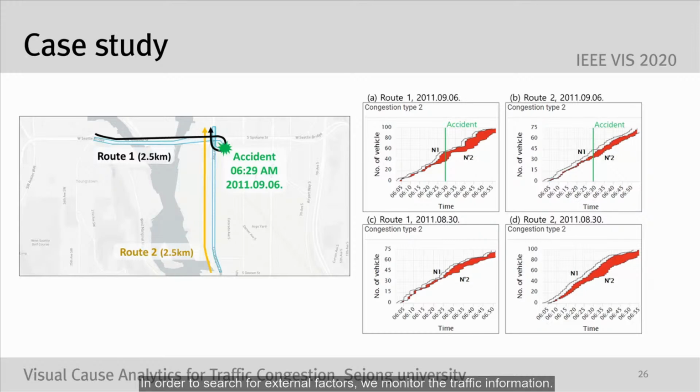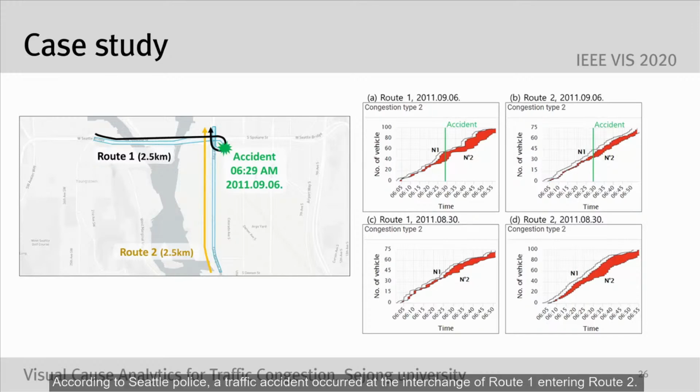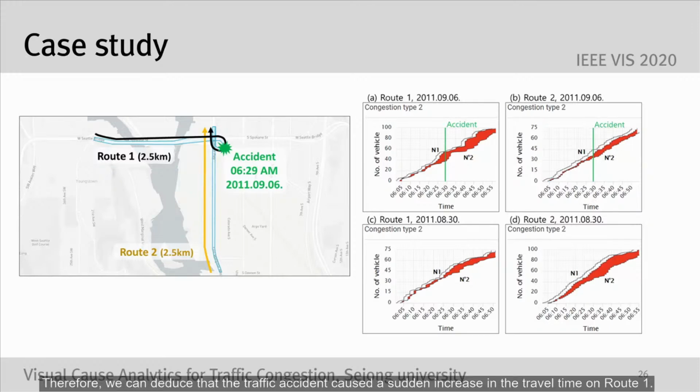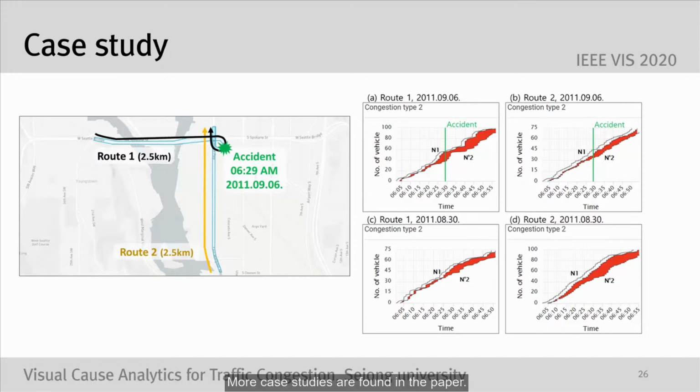In order to search for external factors, we monitor the traffic information. According to Seattle Police, a traffic accident occurred at the interchange of Route 1 entering Route 2. Therefore, we can deduce that the traffic accident caused a sudden increase in the travel time on Route 1. More case studies are found in the paper.